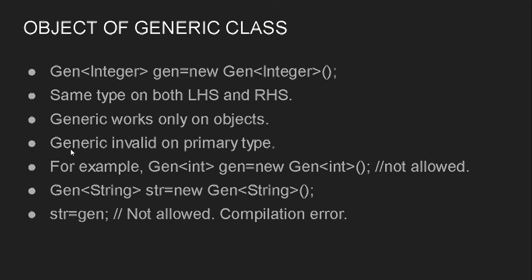Alright, then after that, generics are going to be invalid on primitive data types. That thing I already told you: you cannot write int here, you cannot write char here. These are all primitive data types. That is what I have told in this particular example as well. I think it is the fifth line: gen equals new Gen<int>, it is not allowed. Why is it not allowed? Because int is a primitive data type, so this int is not going to be valid.